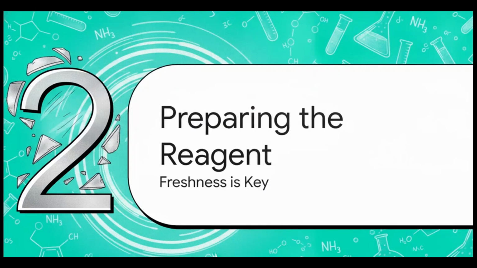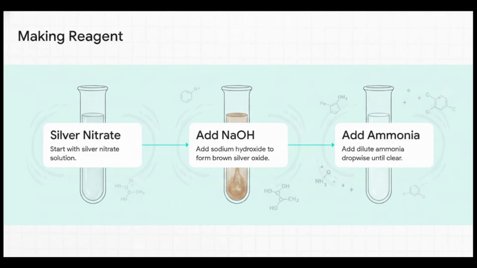Moving on to section 2, preparing the reagent. Freshness is key. Now, whipping up this reagent takes a really precise 3-step sequence. First step, you take a standard silver nitrate solution. Second, you drop in just a tiny bit of sodium hydroxide. Instantly, boom, you'll see this brown precipitate of silver oxide form right in the tube.